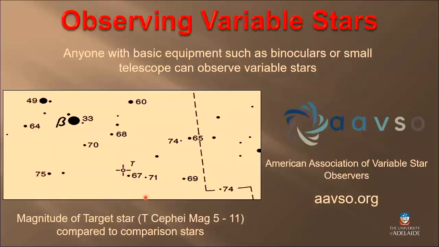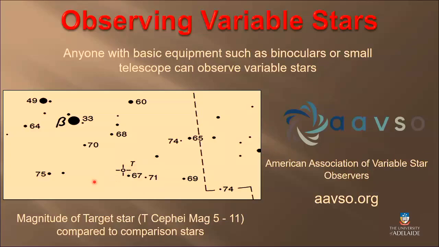Now, observing variable stars. Anybody with basic equipment, such as binoculars or a small telescope, can observe variable stars. And you can use these charts, which you can get from the AAVSO, the American Association of Variable Star Observers. You can just download these from their website.